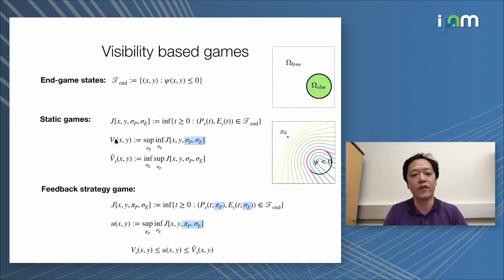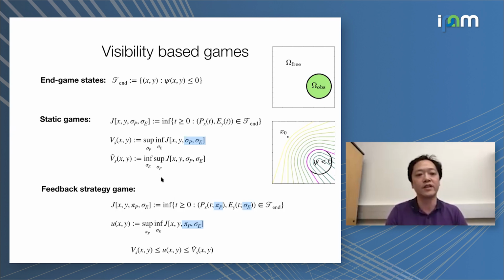And the first one, V sub S, will give the evader an advantage in the sense that the evader gets to optimize, because the evader wants to end the game as soon as possible. So the evader gets to optimize with respect to any of the possible control that the pursuer comes up with, and then the pursuer has to act accordingly. The pursuer has less choice in some sense. And then you have the V tilde sub S, where we give an advantage to the pursuer, which is flipping the order of the sup and inf in this case.